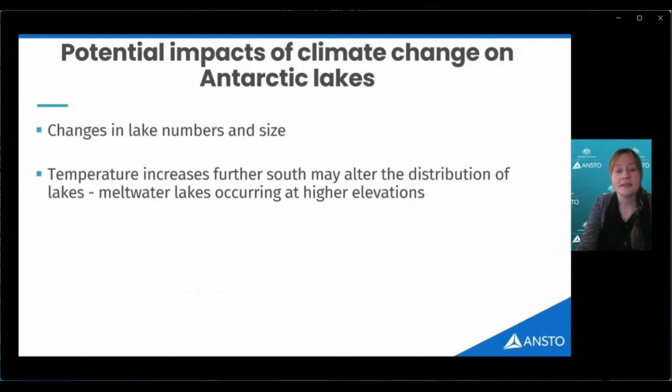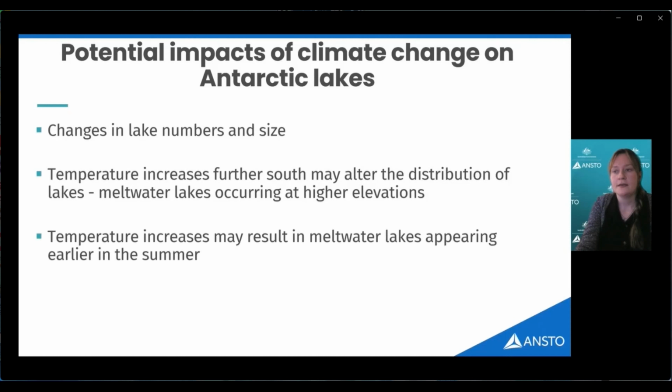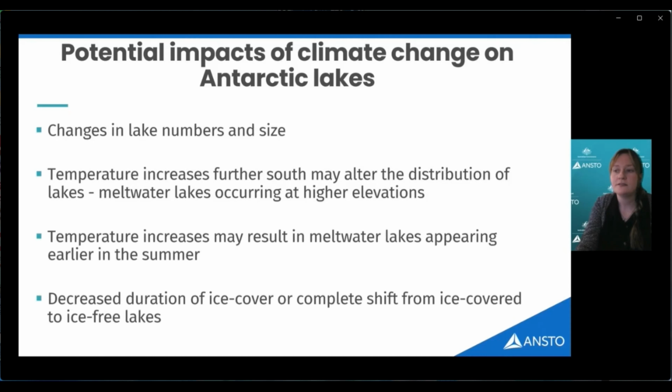Temperature increases further south could alter the distribution of lakes, so we may see meltwater lakes occurring at higher elevations. Temperature increases could result in meltwater lakes appearing earlier in the summer. And we may also see decreased duration of ice cover or a complete shift from ice-covered to ice-free lakes in the future.